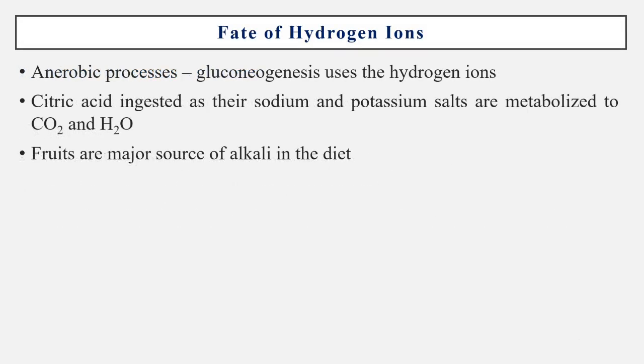Next, coming to the fate of hydrogen ions. In aerobic processes, gluconeogenesis uses hydrogen ions. Citric acid ingested as sodium and potassium salts is metabolized to carbon dioxide and water. Fruits are a major source of alkali in the diet.